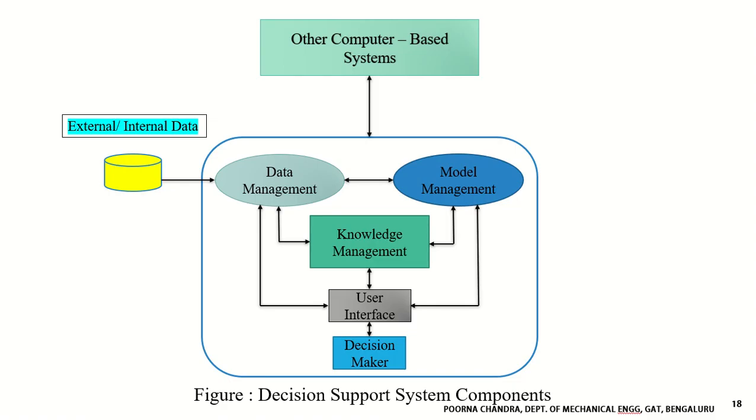So decision support system components can be explained as below. Other computer based systems, next, we get input from external or internal data, so that is transferred to data management system. Again it is interconnected with the model management system. These two together are connected with knowledge management, which further links with user interface. Finally the decision maker, so the decision will be taken by the decision support system. So this is a flow chart of decision support system components.